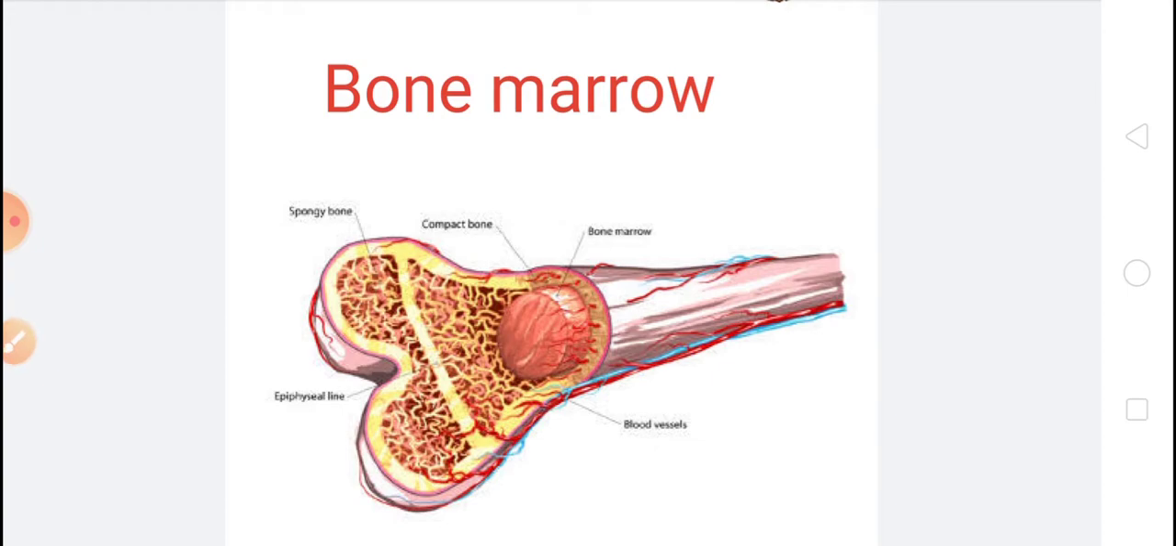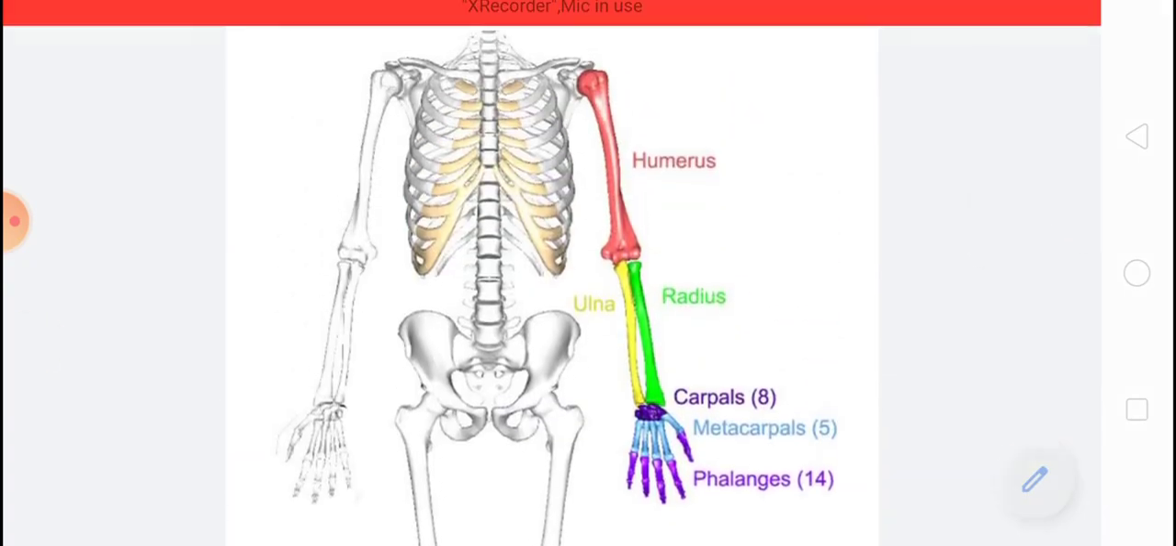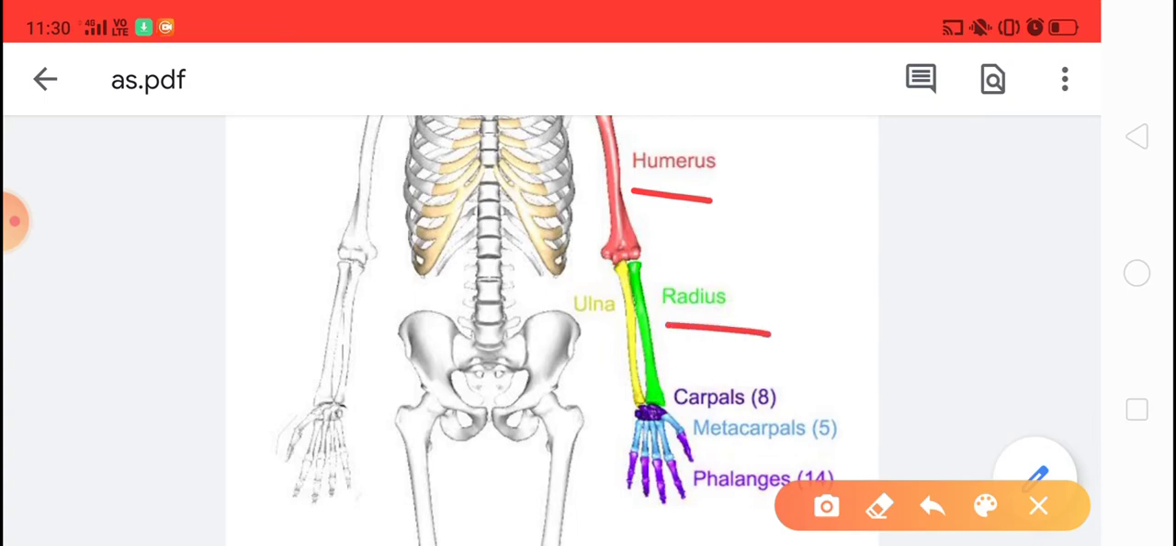So that's all about our limbs. Children, two pairs of limbs are present in our body: two forelimbs and two hind limbs. Forelimbs means arms and hind limbs means legs. Each arm contains 30 bones, as we already studied.